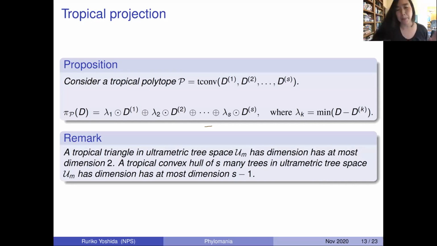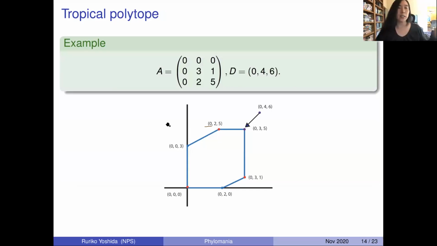So this is why we are using this tropical polytope for computing tropical PCA. Okay. All right, so this is the projection. I want to project this D onto this polytope. I just plug in the formula, and it becomes 035. So that's nice.